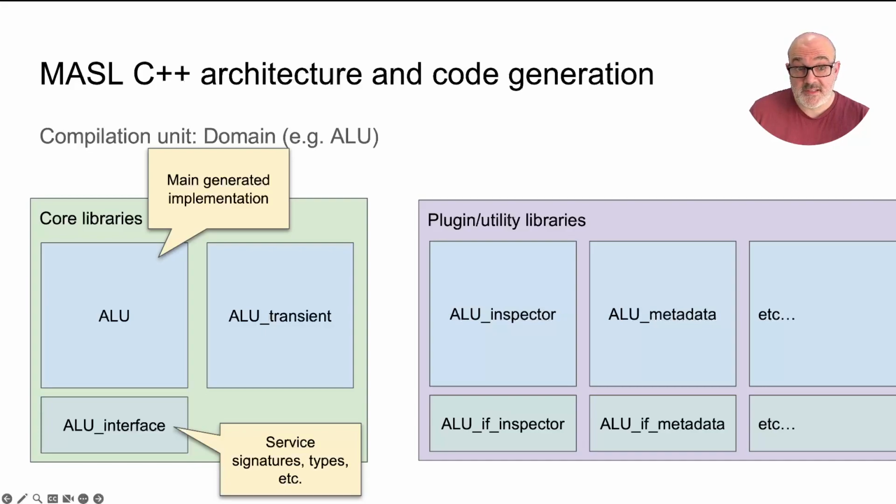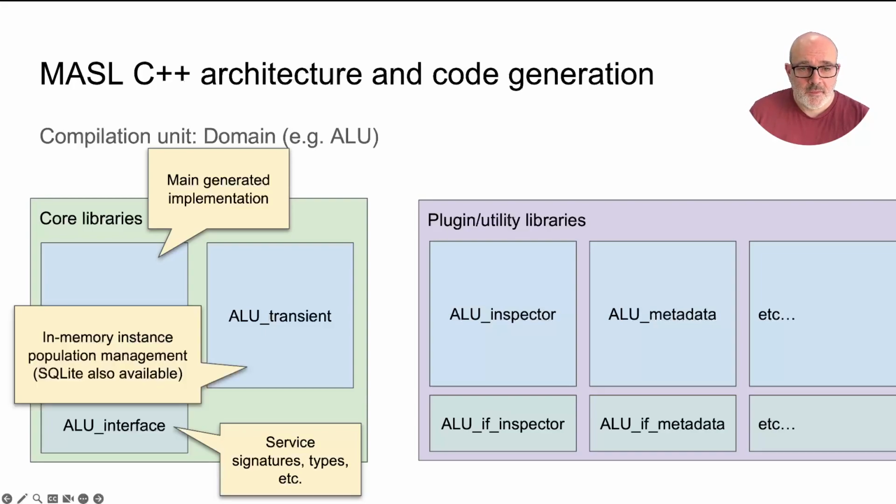It also provides base classes for handling instance populations, and mechanisms to register a full implementation. When this core library is loaded, it registers its domain service implementations with the application via the interface library. The persistence libraries provide full implementations for handling the instance populations, and currently, as I said earlier, we produce one for in-memory transient populations and one for SQLite persistent populations.